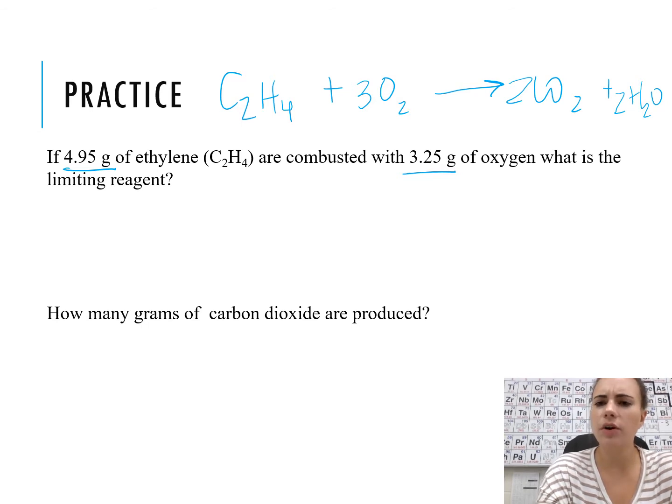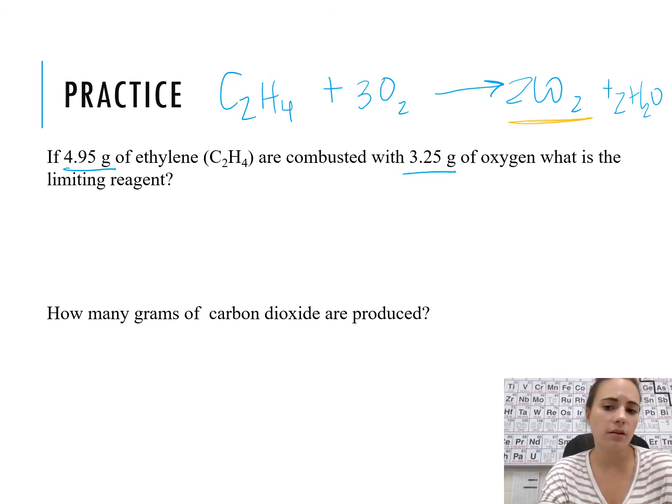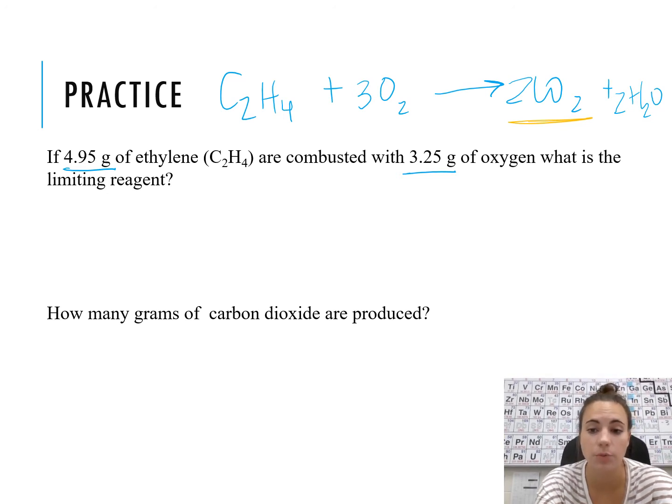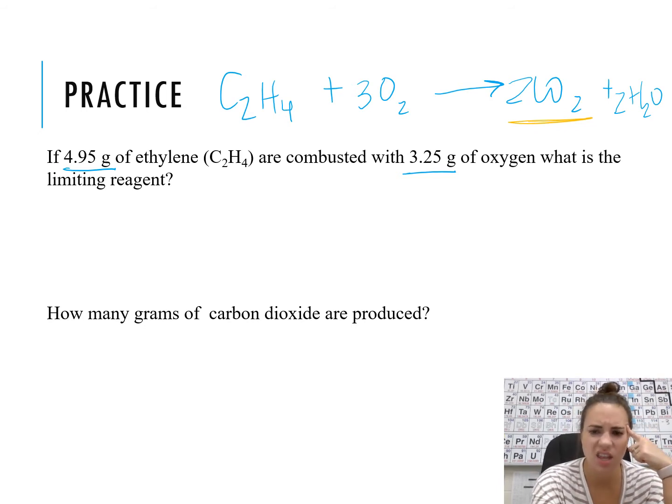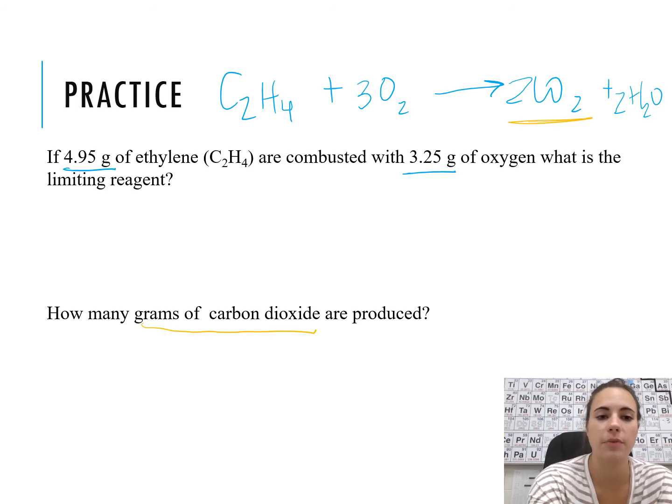Now, could I convert them to water to figure out my limiting reagent? Yes, I absolutely could convert both of them to water. Now, I have to convert them both to the same thing. But I'm smart, and I see that the next half of my question asks me to determine grams of carbon dioxide. So I don't want to do extra work, so I'm just going to convert each of these to carbon dioxide from the get-go. So 4.95 grams of C2H4.